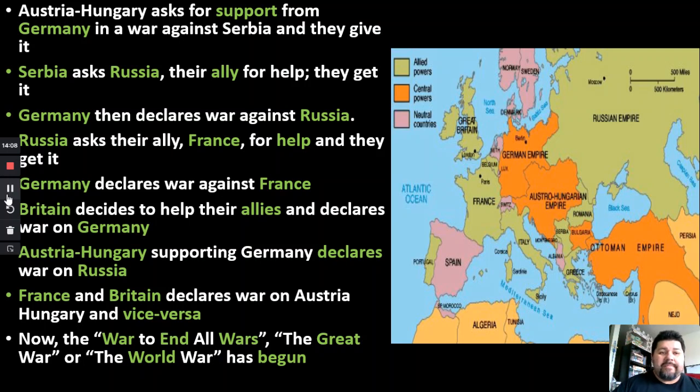Now, Serbia is in a unique position because they know a lot of people don't like Austria-Hungary and they don't like Germany. So Serbia asks Russia, hey, will you be our ally in a fight against Austria-Hungary and Germany? And Russia's like, oh, say no more. We are there. Now Germany realized, oh, Russia, you want to join in on this? Okay, we declare war on you. Now Russia, they're smart.